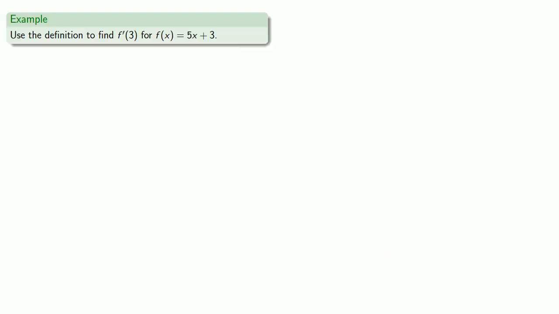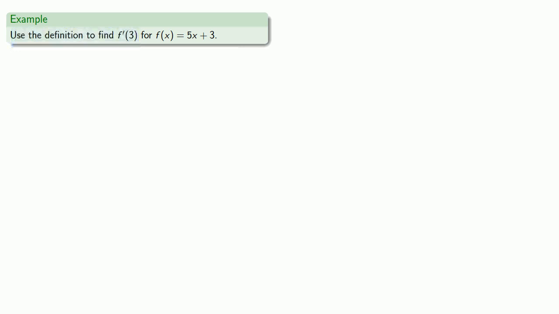So, for example, we might want to use the definition to find f prime of 3 for f of x equal to 5x plus 3. Now, a little later in the course, we'll find fast ways of finding the derivative. So this naturally raises the question of how we know when we're supposed to use the definition to find the derivative. Well, that's a very complicated question to answer, and unfortunately the only way to tell that you have to use the definition instead of some other fast method is that the question says, use the definition.